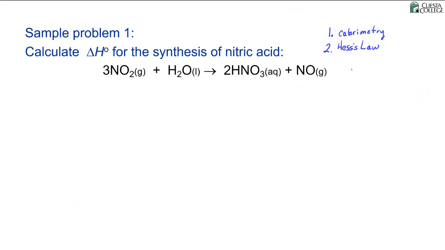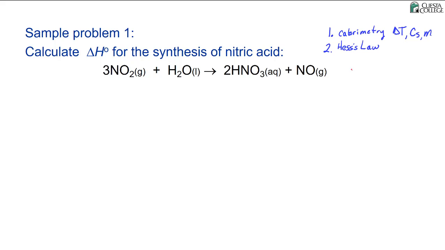Let's look at a sample problem, calculating the delta H for the following reaction. Now we know two ways already of calculating delta H for reactions. We know calorimetry and Hess's law. For calorimetry, you'd need some information, like delta T, and maybe specific heat capacities, and mass. We don't have any of that information for this particular problem.